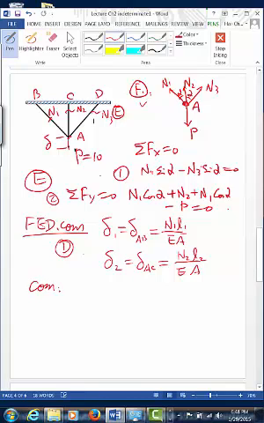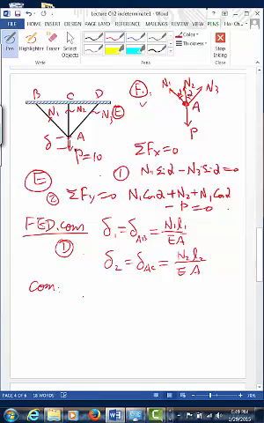Now what we need will be the compatibility. Compatibility is basically the relation between all the deformations. So when you pull at this point A here, it's going to move down a distance delta. Now when this point moves down a distance delta, how much elongation do you get in bar 1, delta 1, and how much do you get in bar 2, that's bar AC, delta 2? So what's the relation between delta 1 and delta 2?